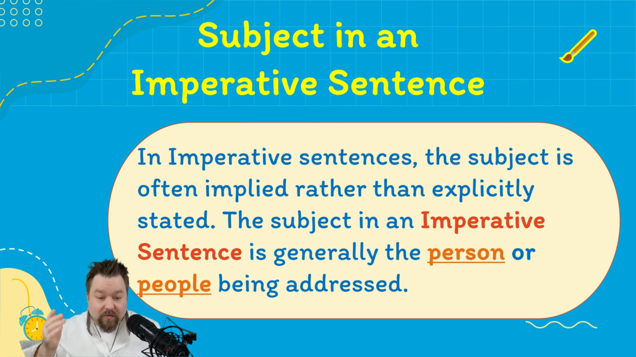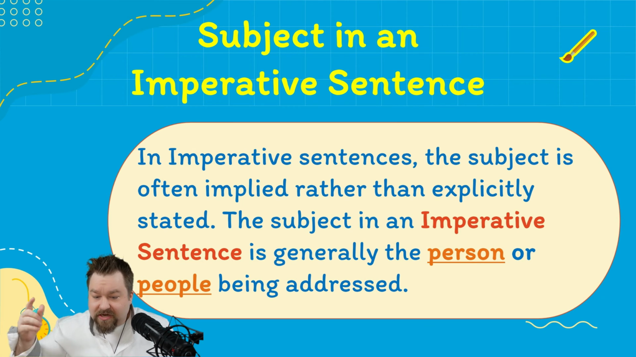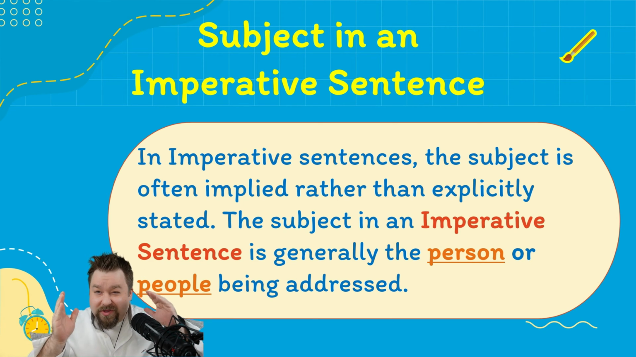So, what do we do when we have an imperative sentence? What is an imperative sentence? I don't know. Let's take a look. In an imperative sentence, the subject is often implied. What does that mean? What implied? Don't worry. Remember I said the rules for grammar are complicated, but actually using it is not. So, the subject in an imperative sentence is generally the person or people that we're talking to.